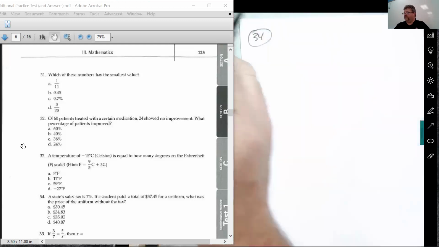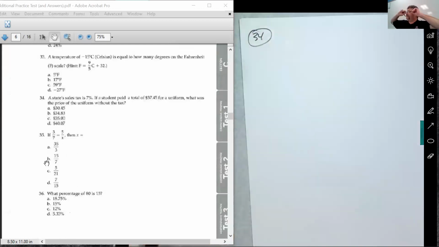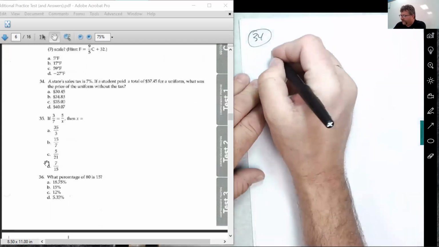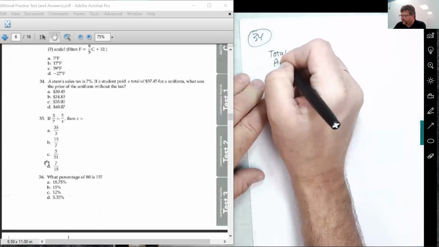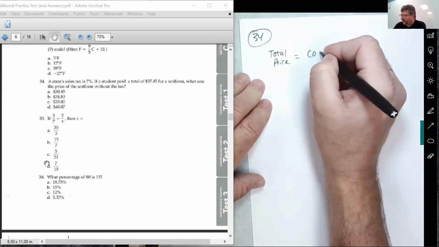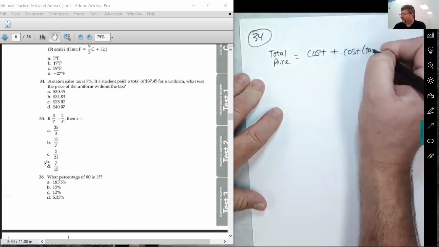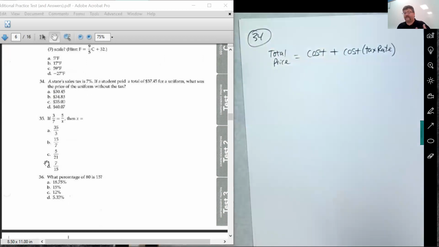What's good old 34 have to say for itself? A state sales tax is 7%. If a student paid a total of $37.45 for a uniform, what was the price of the uniform without the tax? Okay, so the total, we could say total price equals the, we could just call it the cost plus the cost times the tax rate. Right, you're taxing a percentage of that cost, and then you're adding it on top of the cost. That's how you get the sell price. Okay, there's a little more direct way you could do it also, but this way is easy enough, I think.